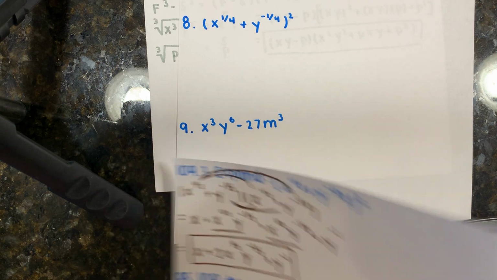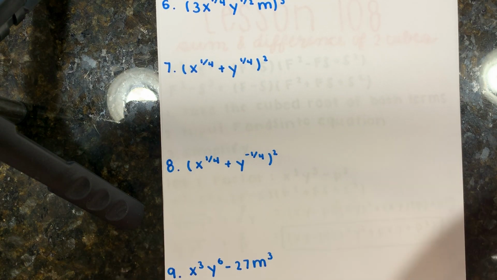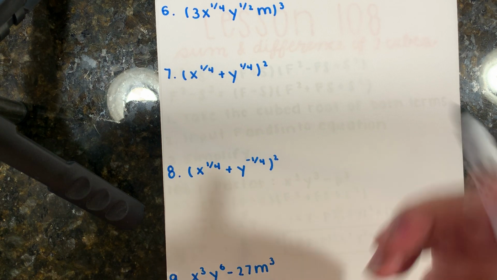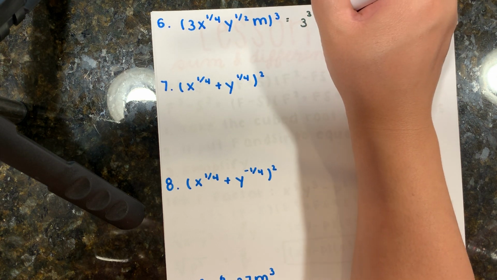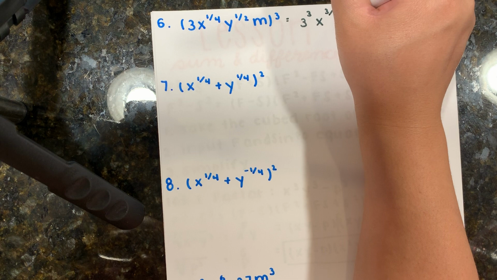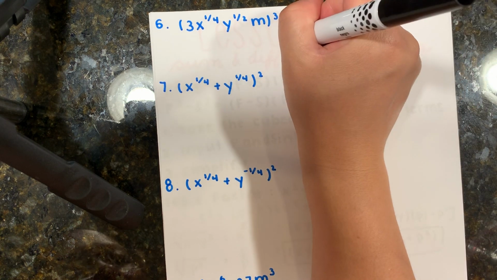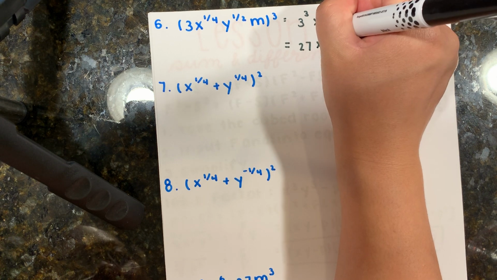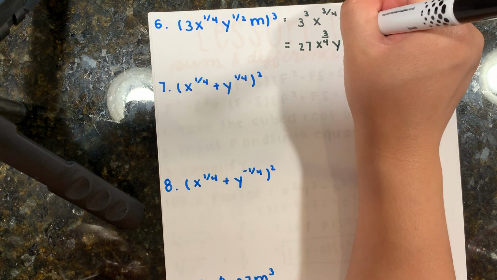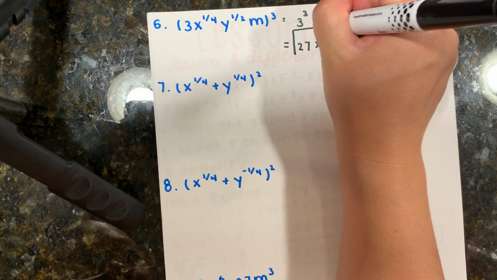Okay, so you should have attempted those before actually getting an answer. And now we're going to look at numbers 6, 7, and 8, all of which are problems from this lesson. So I'm going to start by distributing the 3 to the exponent. So that would be 3 to the 3, x to the 3 over 4, y to the 3 over 2, and then m to the third. And then my answer is just going to be what's 3 to the third, which is 27, x to the 3 over 4, y to the 3 over 2, and m to the third. And that's your answer.